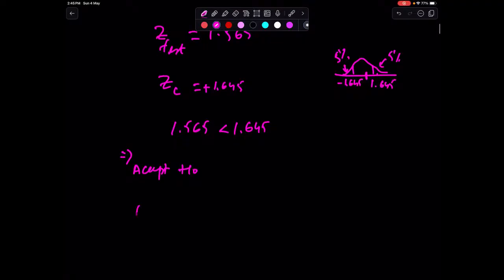No evidence to say or conclude that mu has changed because we have accepted H naught.